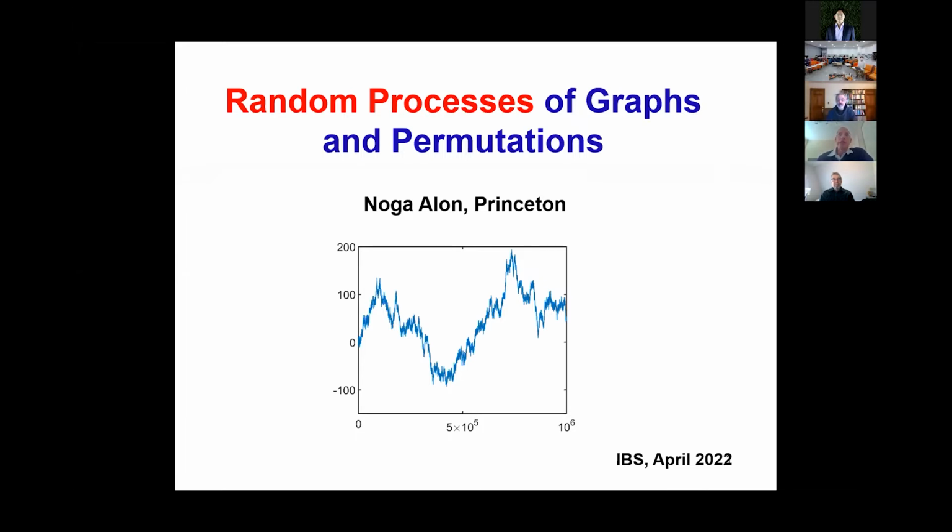I'll be talking about random processes of graphs and permutations. And this combines extremal and probabilistic combinatorics. And hopefully it will be interesting. Part of it is a survey and part will be very recent.